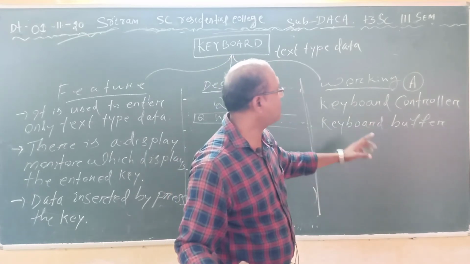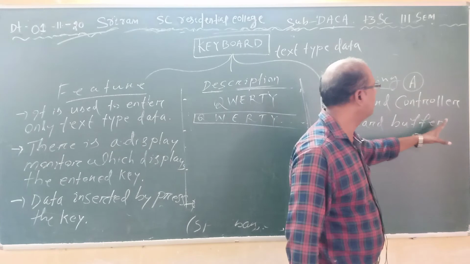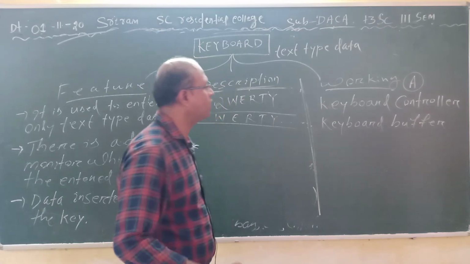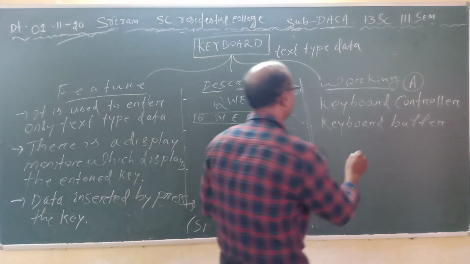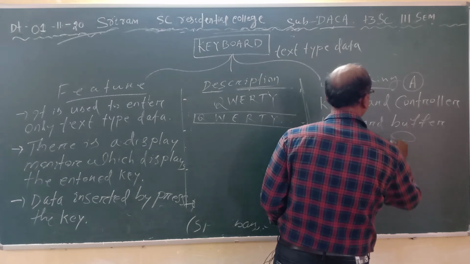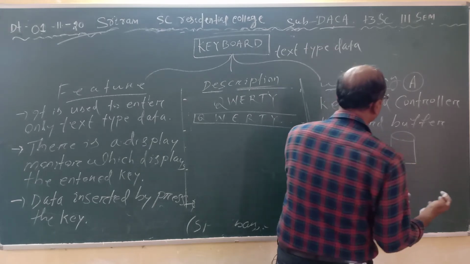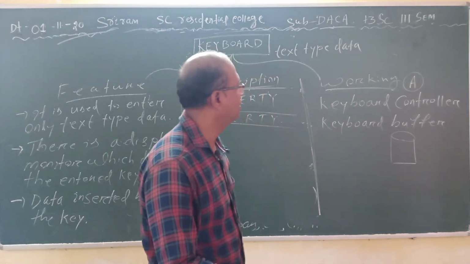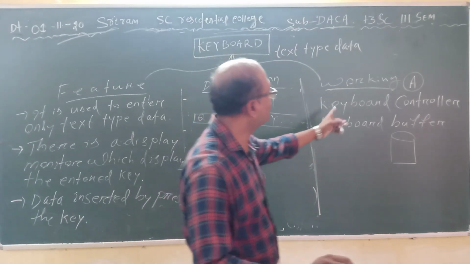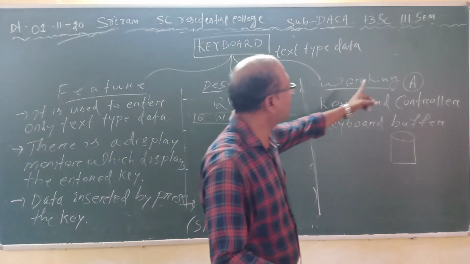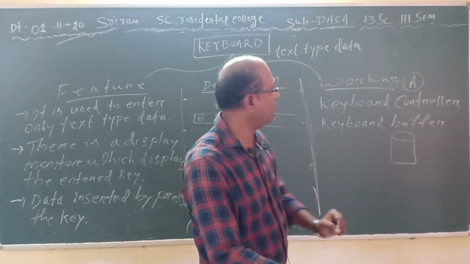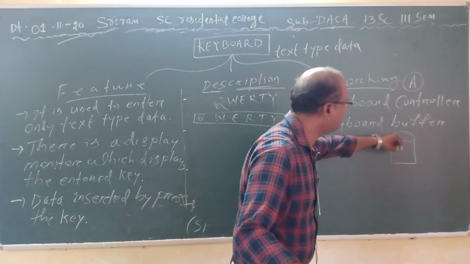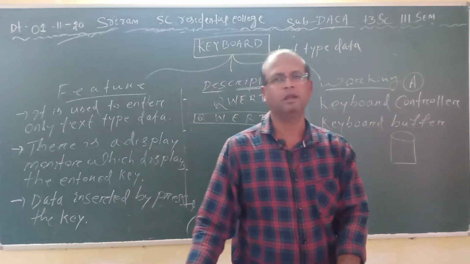After translation, the keyboard controller collects this data code and stores it in the buffer. Students, buffer means a container which contains some data. The keyboard buffer is a container, and the keyboard controller collects the data code from the keyboard interface and stores it in the keyboard buffer on a temporary basis. Clear?